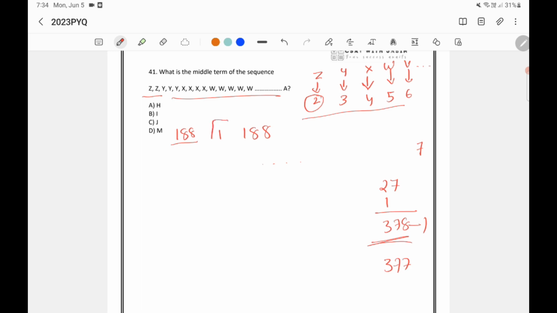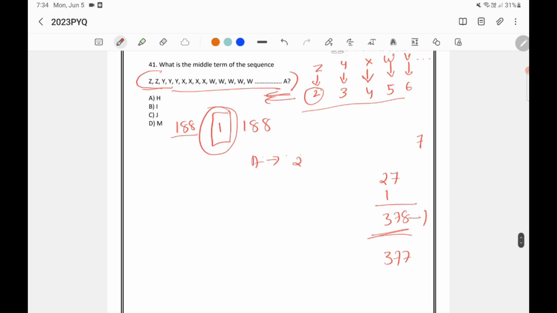So we need to find what this term is. Rather than starting from the back, because z, y, x is actually very difficult for you, as normally we say a, b, c, etc., it's good if you start from this side. Again, if we start from this side, after 188 terms the middle term will come. So a is coming 27 times. And if you look at the options, they are h, i, j, k.